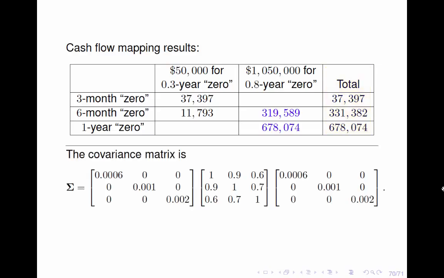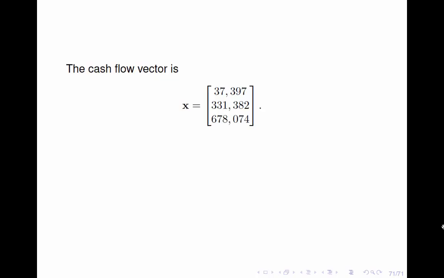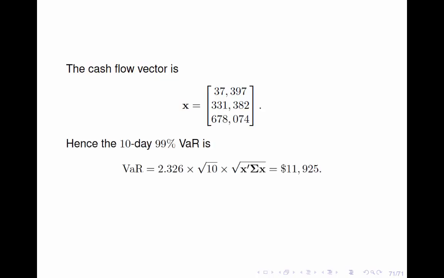Here's the covariance matrix of the 3 standard maturity zeros, which can be computed from the given volatilities and the correlation matrix. Together with the cash flow vector obtained from the mapping, we can calculate the 10-day 99% VAR of this treasury bond as follows. As a summary, in this lesson, we have examined the cash flow mapping approach for the estimation of bond VAR. And that is the end of this chapter.